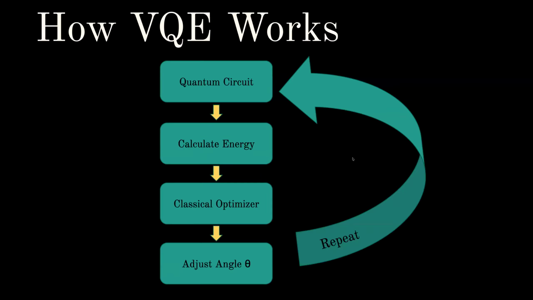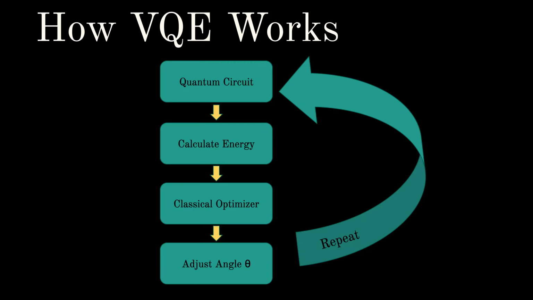So this is a flowchart of how the whole thing works. It combines quantum and classical computing. First, a quantum circuit creates a prediction for the molecular state using a parameter which we defined as theta. Then we measure the energy of that state using the Hamiltonian of the hydrogen molecule. After that, we use the classical optimizer, which looks at the result and adjusts the angle to try to get a lower energy, the ground state essentially. And then we just repeat this again and again.